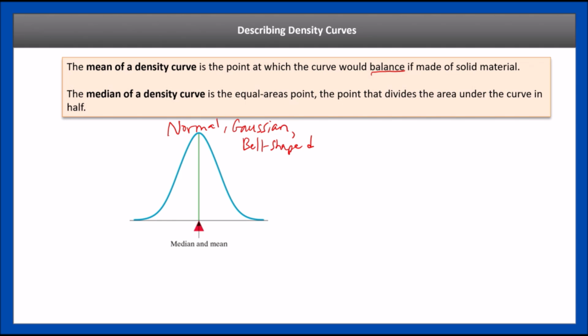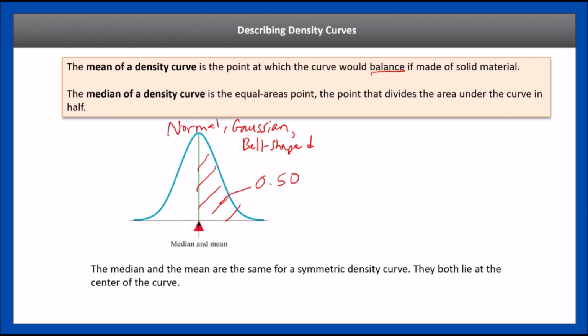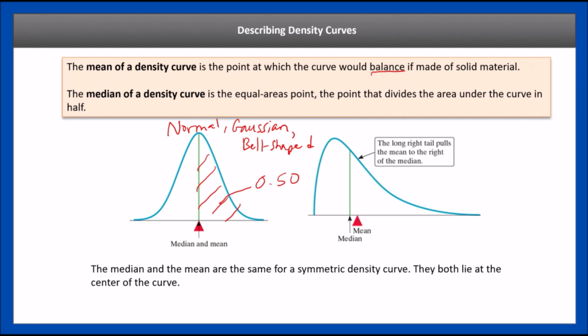Those are just some names for that. But it's completely symmetric. So we know that we can balance it in the middle. And so we know that the mean and the median should be at the halfway point. We can balance it in the middle, and not only that, 50% of the curve is above, and then 50% of the curve is below. So it matches both. So the median and the mean are the same for a symmetric density curve. They both lie at the center of the curve. When we look at this curve, this is not a symmetric density curve. We want to keep in mind that it's skewed right.